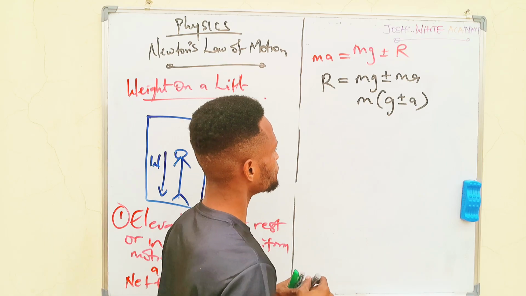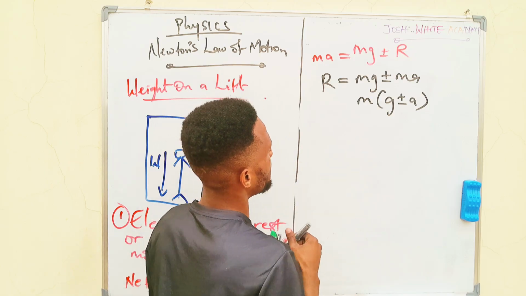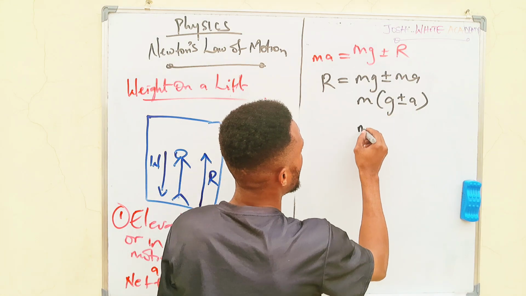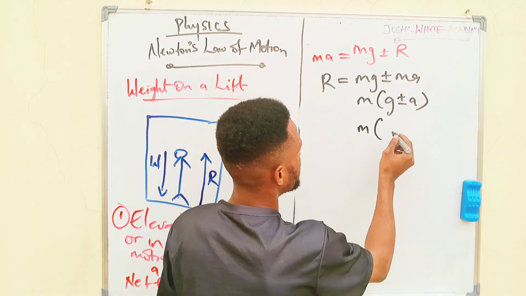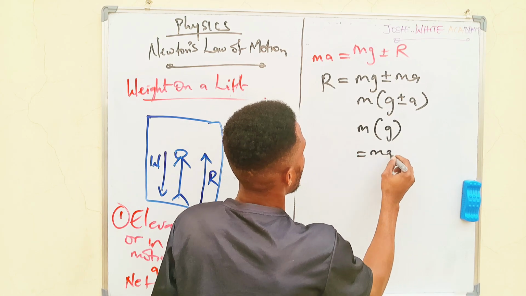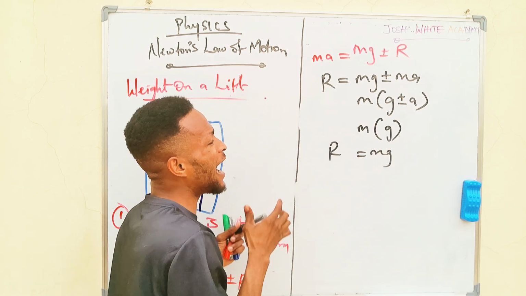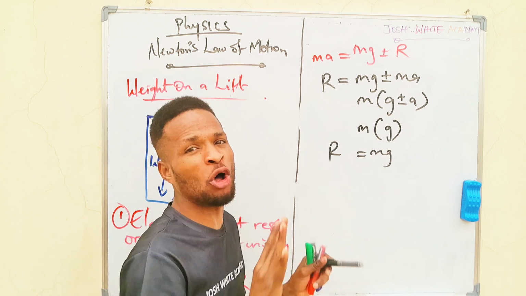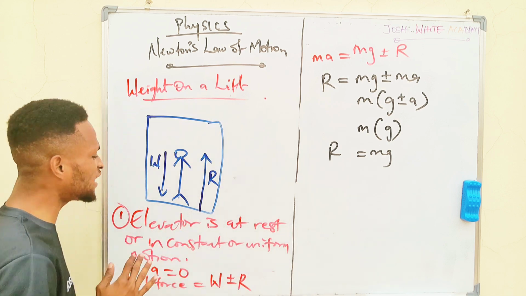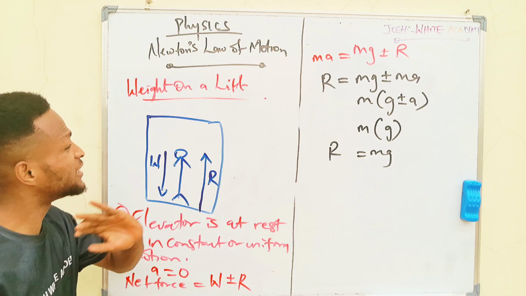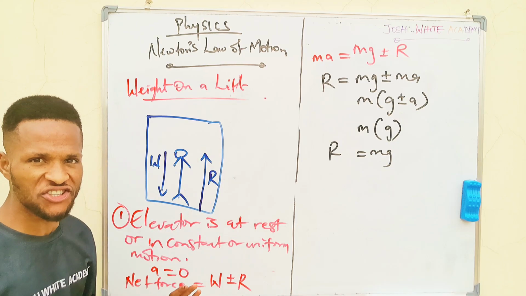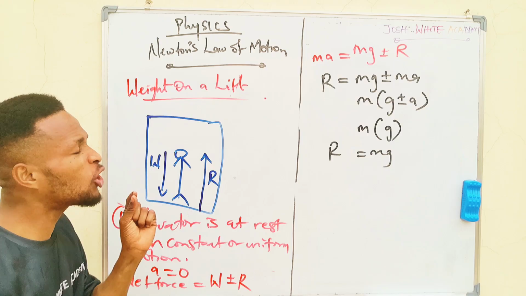So now in this case, our a is 0. That's m(g plus or minus 0), which will still give you g. So mg. So the apparent weight is mg. It is normal weight. So in the first instance, when an elevator is at rest or at constant velocity, its weight does not change.